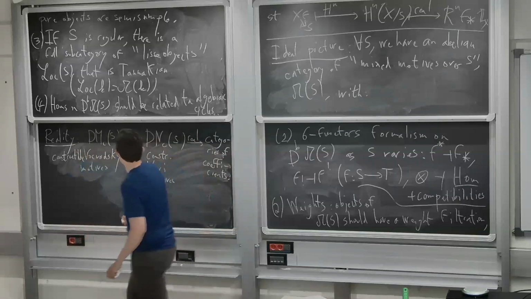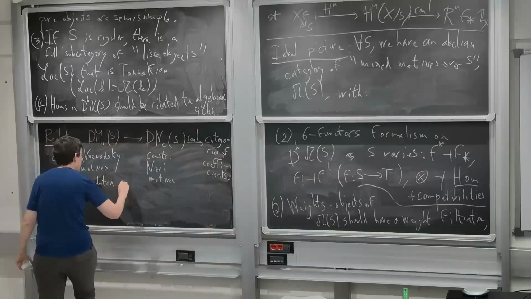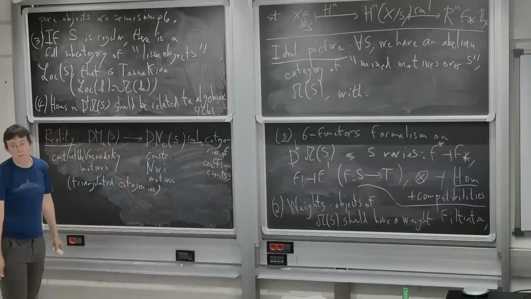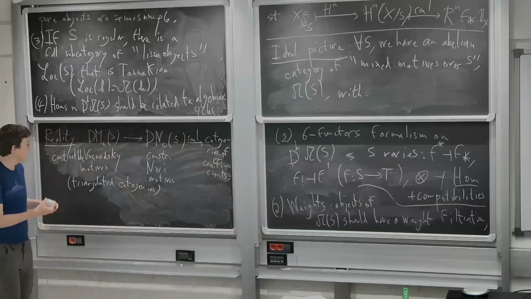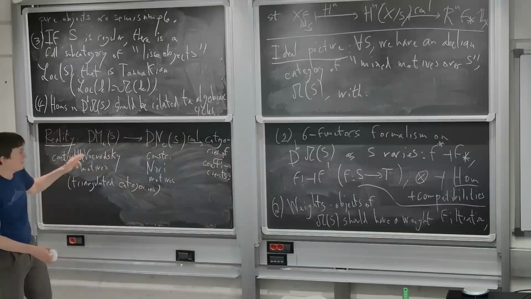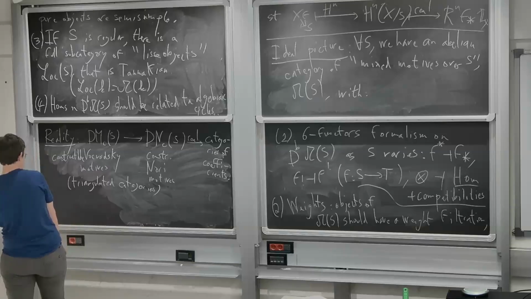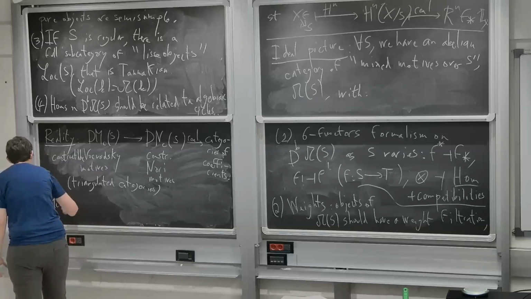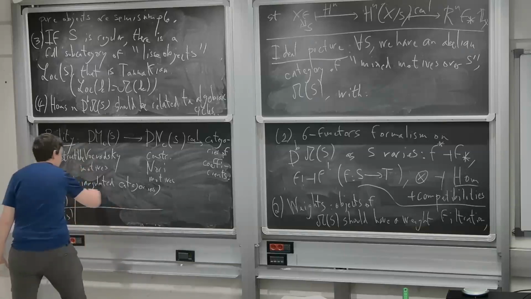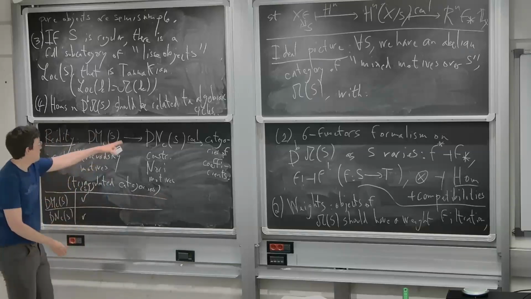These are triangulated categories, or stable infinity categories, if that's your term. So what do they satisfy? The six-functor formalism. So this is kind of a comparison.